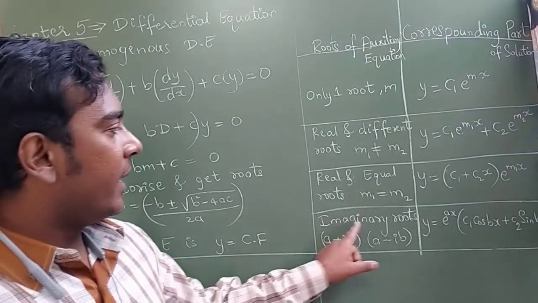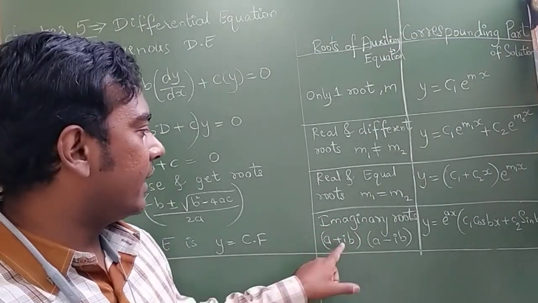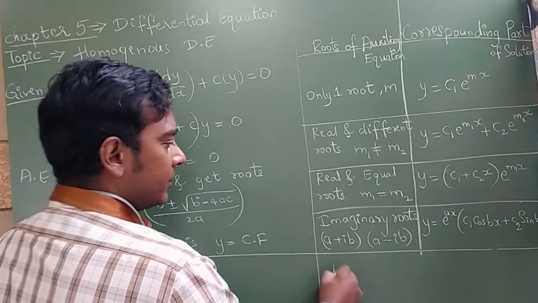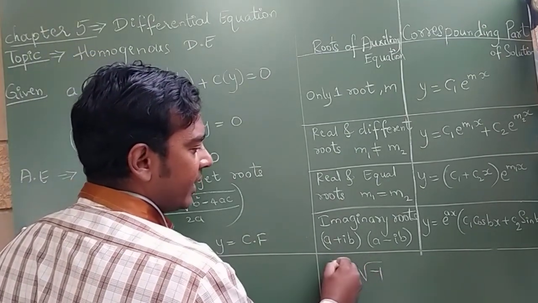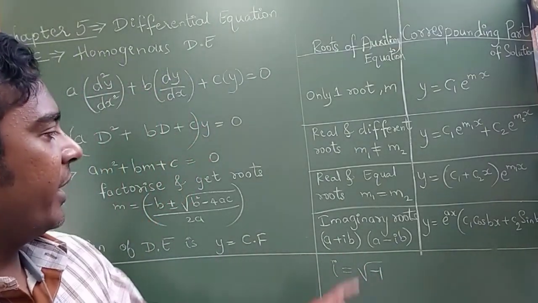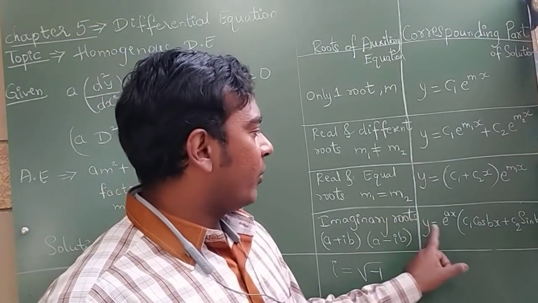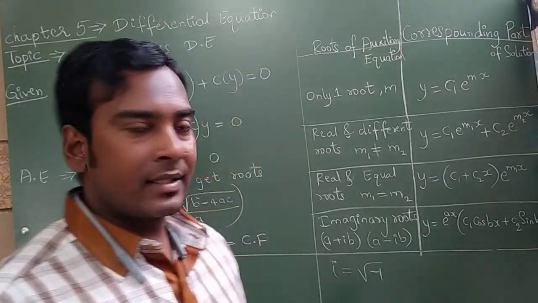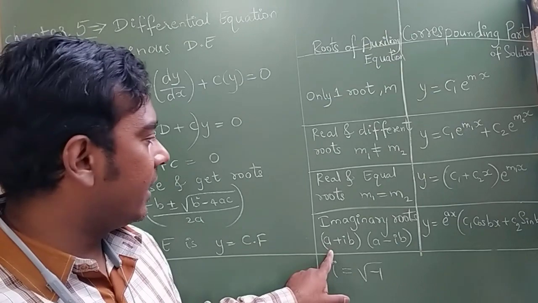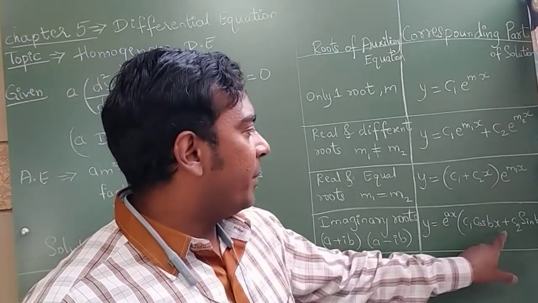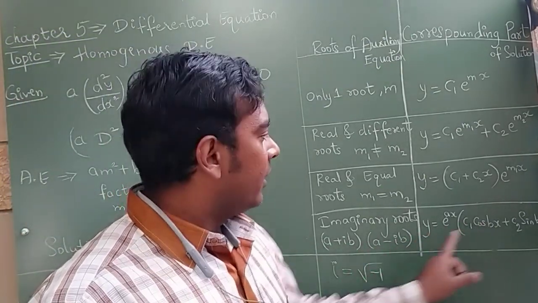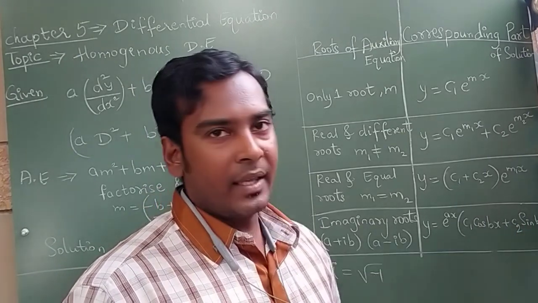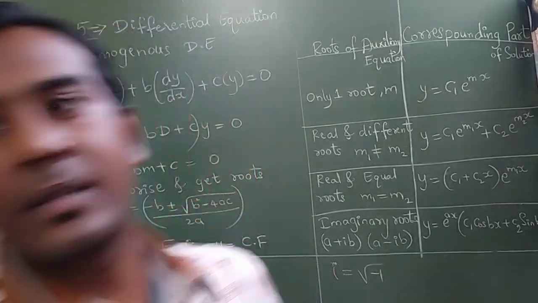Now if the roots are imaginary, what do you mean by imaginary? That is i. If you get i is equal to root of minus 1 in this form, so this will be imaginary. So the solution will be y is equal to e raised to ax, that is the real part, times c1 cos bx, that is the imaginary part, plus c2 sin bx. Fine, let's start with the sums.